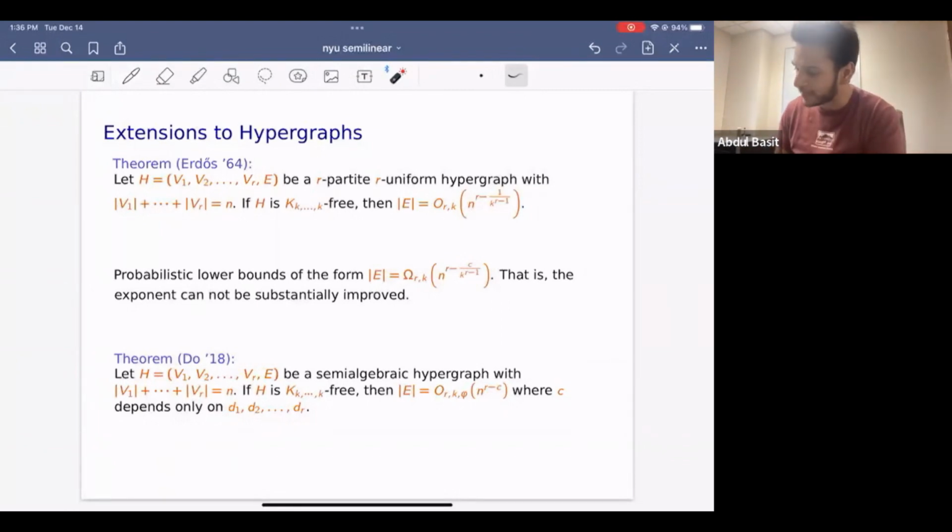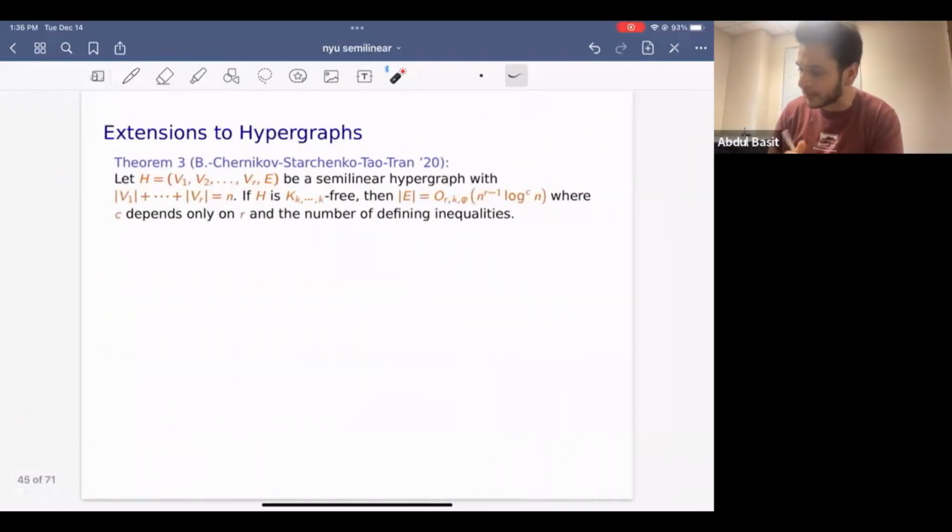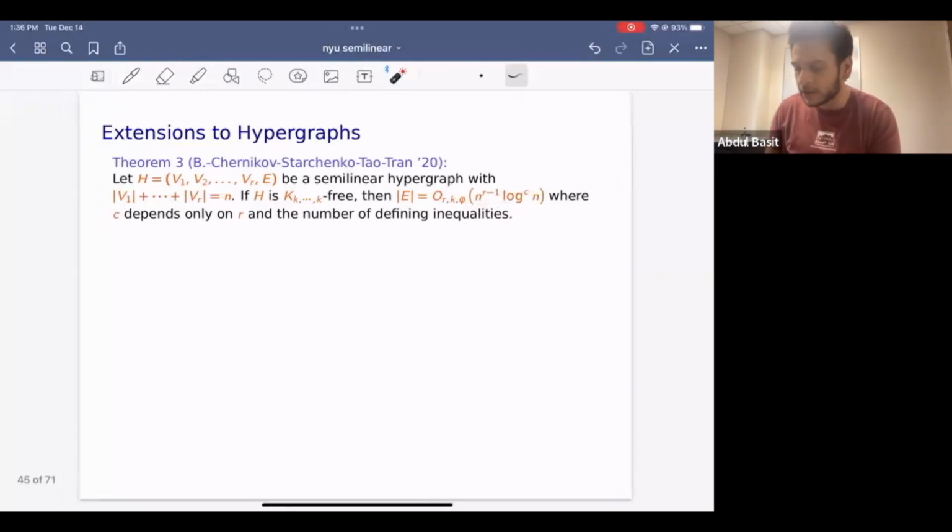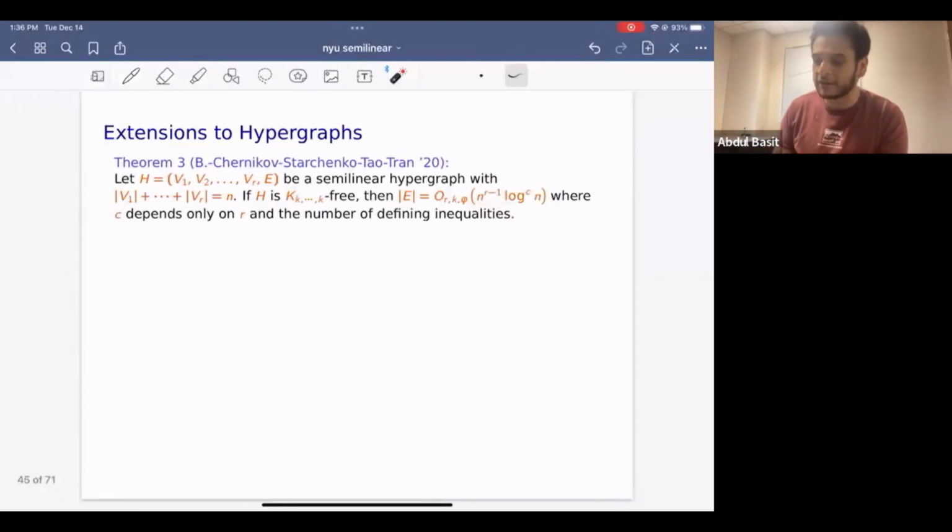Okay, so we have that for semi-algebraic hypergraphs. What we can say for semilinear graphs is essentially, again, almost best possible up to constants. If I have a semilinear hypergraph, then the number of edges is bounded above by n to the r minus 1 times some logarithmic factor, where the power of the log now depends on the arity of my graph r and the number of defining inequalities. So that's the extension to hypergraphs.